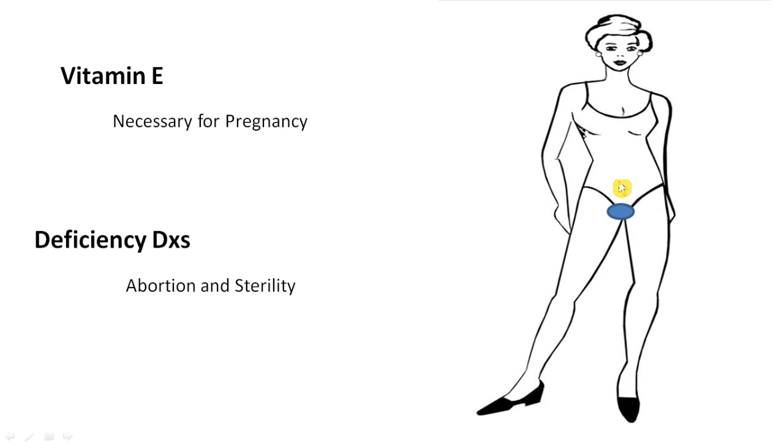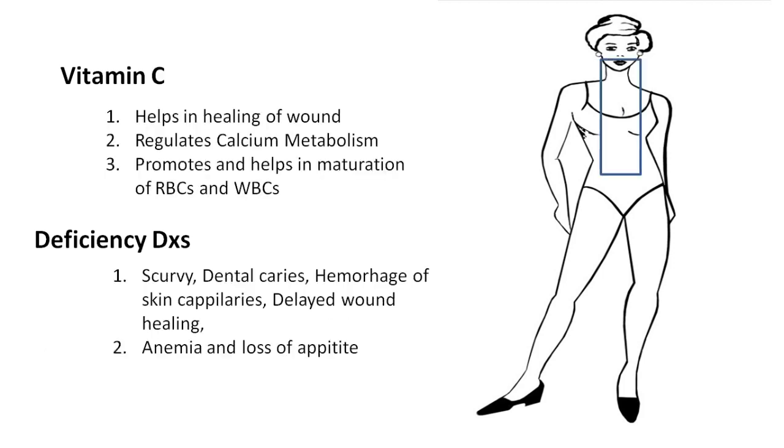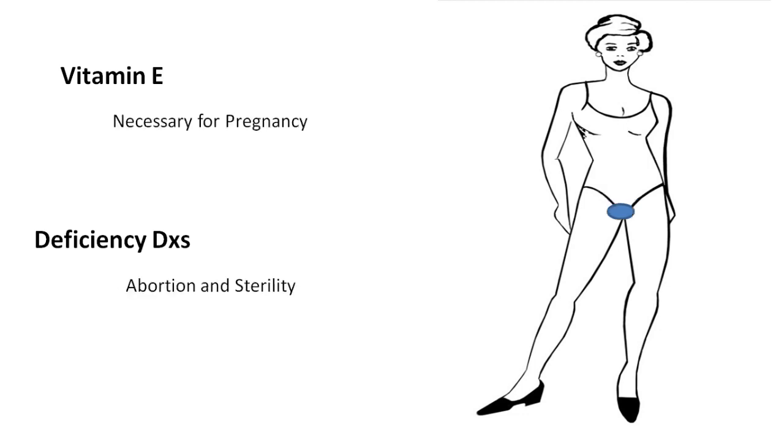Now moving a little bit downward in females. You know, the males a little bit upward and females a little bit downward. So vitamin E, it is necessary for pregnancy. Okay, so you can memorize it from there. And if it is deficient, what will happen? Abortion and sterility. Okay, a brief overview. We started with vitamin A from the top, then we went to vitamin C, then vitamin D and vitamin E. So that's all of them.